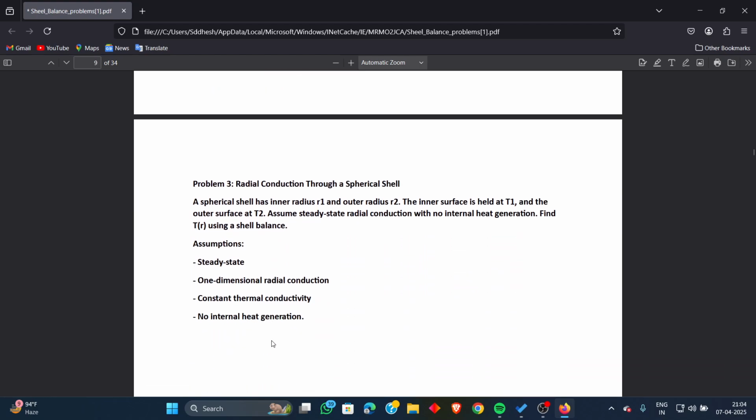Next question is problem three, that is radial conduction through a spherical shell. A spherical shell has inner radius R1 and outer radius R2. The inner surface is held at T1 and the outer surface at T2. Assume steady state radial conduction with no internal heat generation. Find T(r) using the shell balance. Assumptions: steady state, one-dimensional radial conduction, constant thermal conductivity, and no internal heat generation.